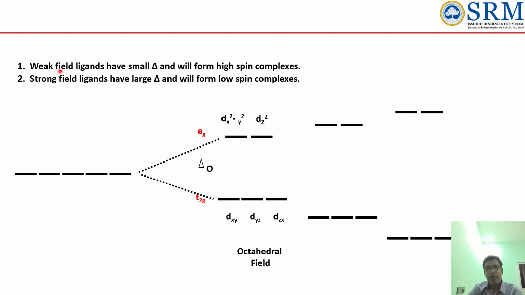So just to wrap up, with the weak field ligand, the delta splitting is going to be smaller. Hence, it will form high spin complexes. Whereas the very strong field ligand will just form low spin complexes because pairing is preferred.